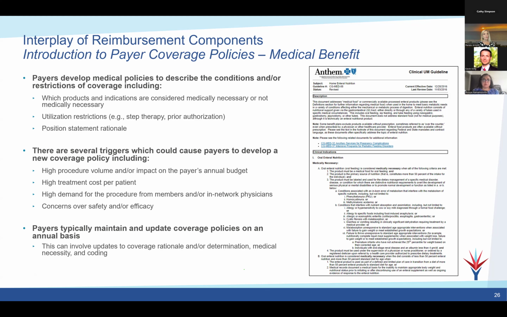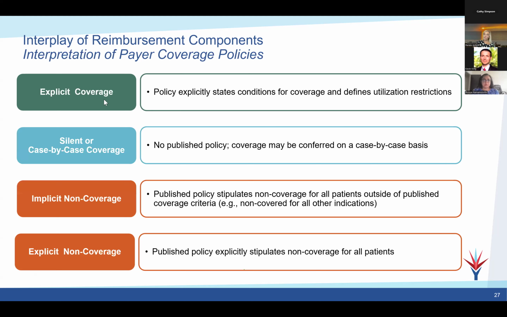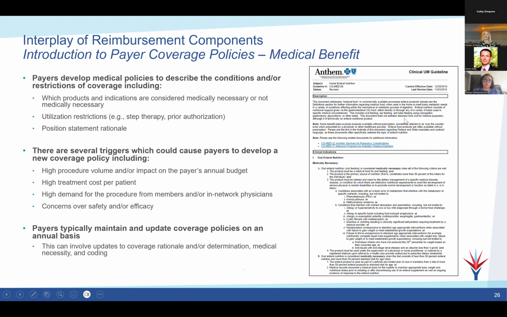It was a Blue Cross Blue Shield. I looked online. I found the coverage policy. It was very explicit. Now, it could be explicit coverage. It could be silent. It could be implicit non-coverage or explicit non-coverage online. But if you're lucky, it's explicit and says, particularly, as I mentioned before, what treatment guidelines are they citing? What references, published literature are they citing in support of their coverage policy?